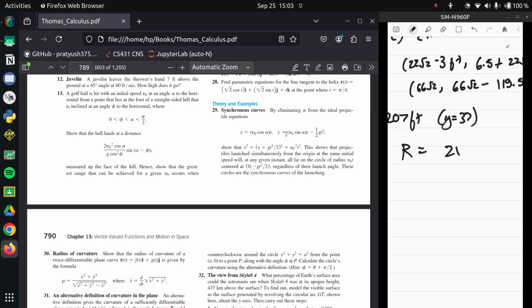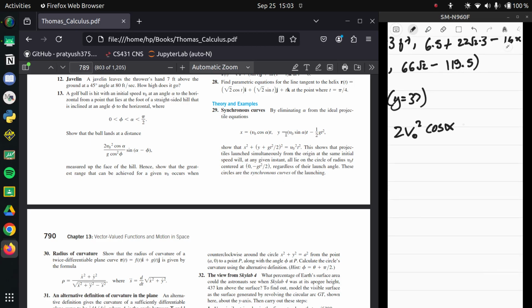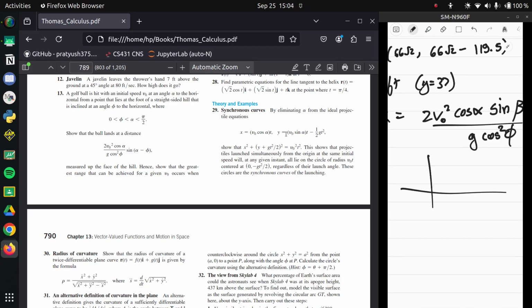So just 2v naught square cosine alpha, and then sine alpha minus beta. So sorry, alpha minus phi. We just call it beta, I suppose, upon g cosine square phi. So once again, just to remind you, this thing is phi, this thing is beta, and then this whole thing is alpha.